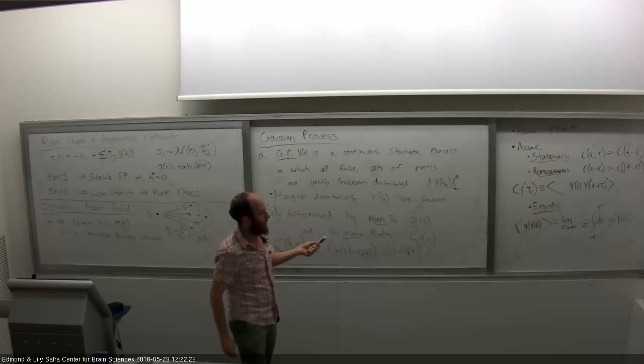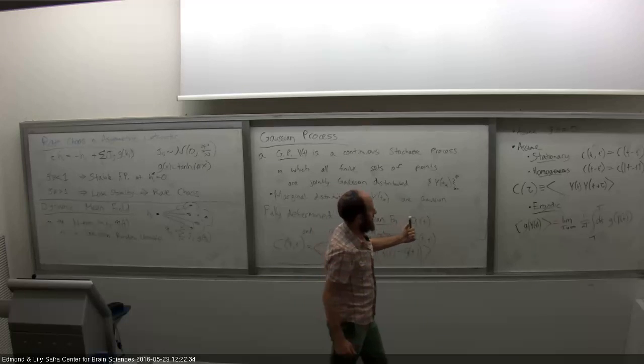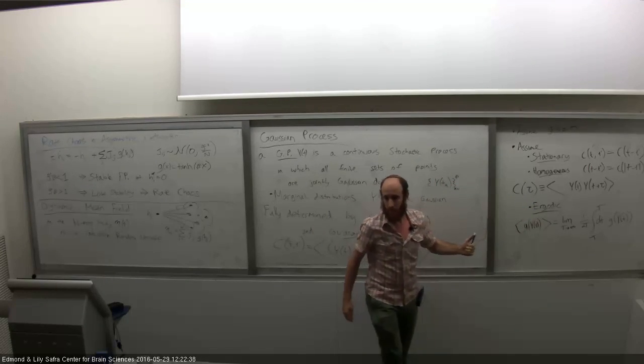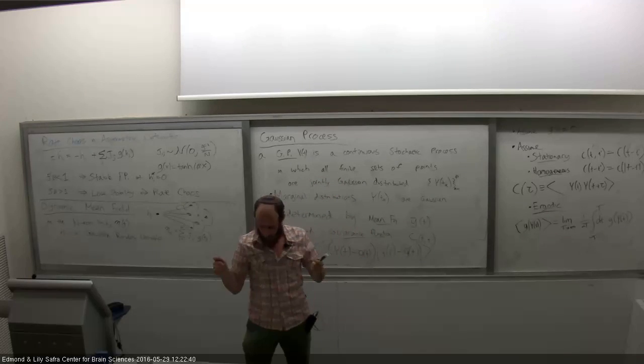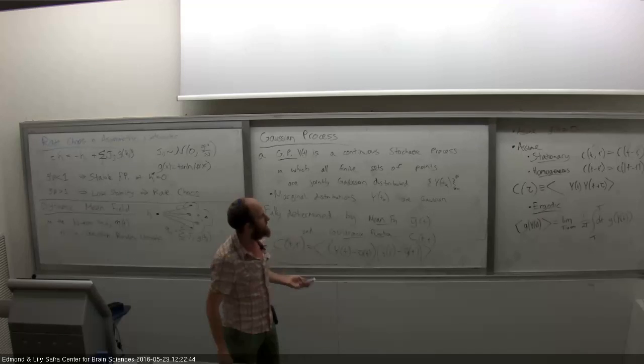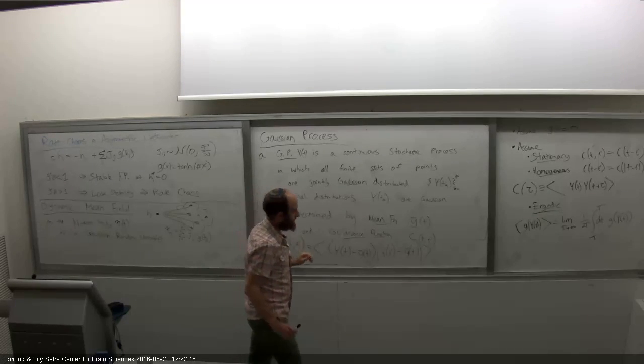Okay. And we saw one extreme case of this in white noise, where C of tau has a delta function, and all discrete points in time are independent from one another. But generally, C of tau can have any form that it wants.